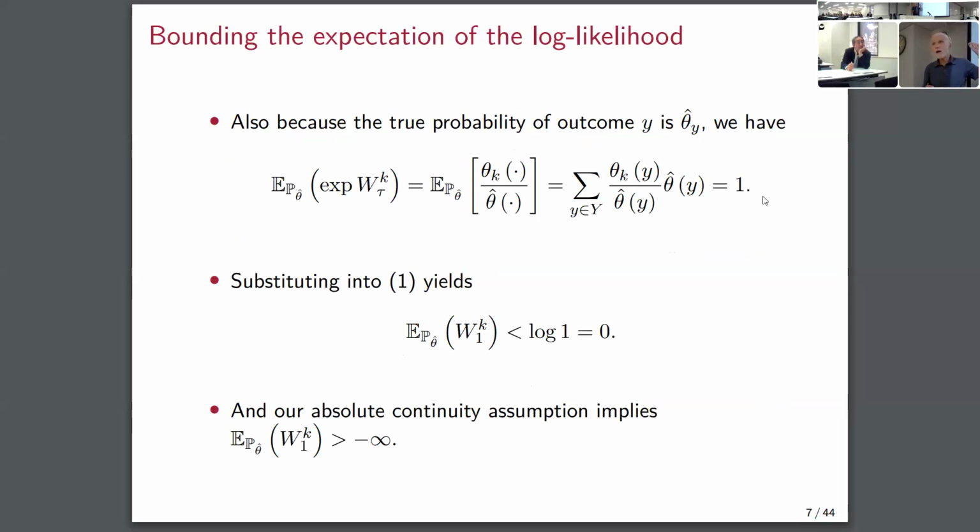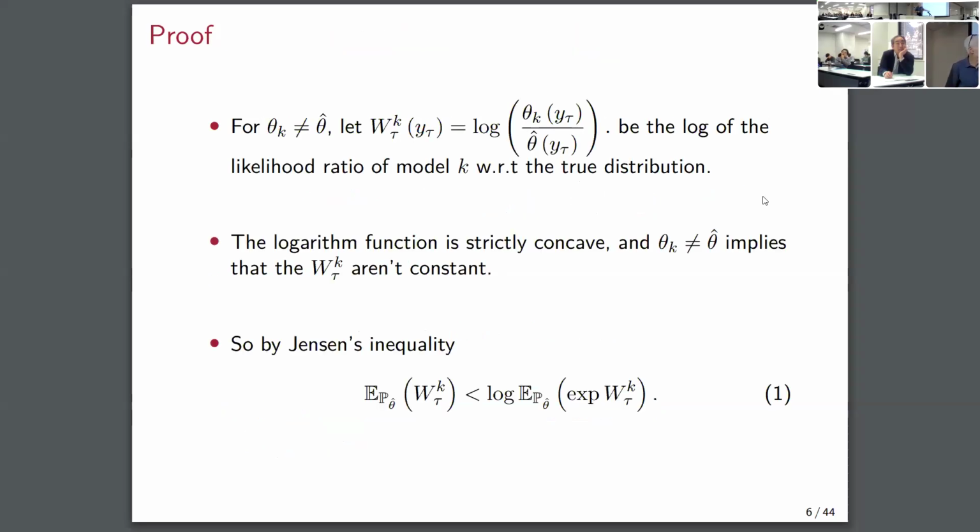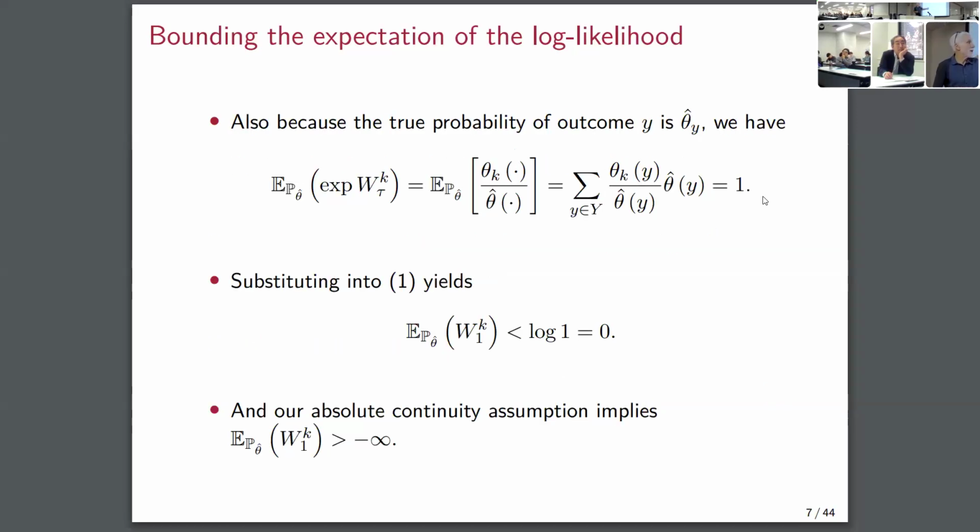Now, the true probability of outcome y is theta hat of y. So the expectation with respect to the true process of the exponent of this wk, so it's the expectation of this ratio, which is one. Okay? So we have this equation one. Substituting into one says that the expectation of w1k is less than log of one, so it's negative. Okay? And the absolute continuity assumption implies we aren't taking log of zero, so this expectation of w1k is finite. It's more than minus infinity. Good?